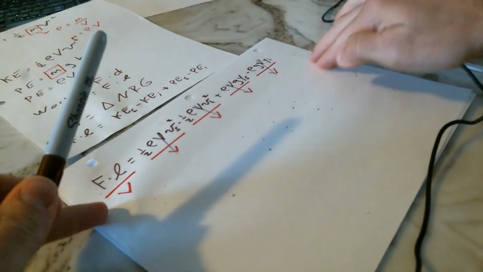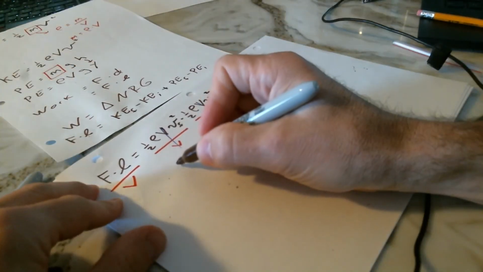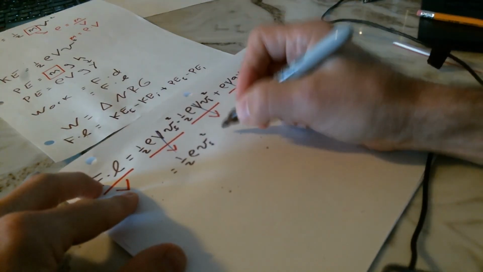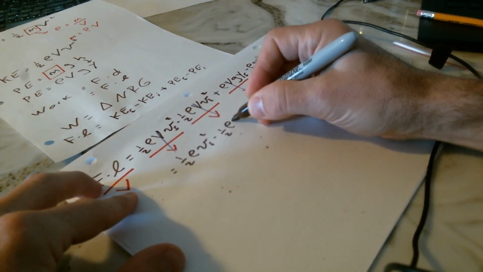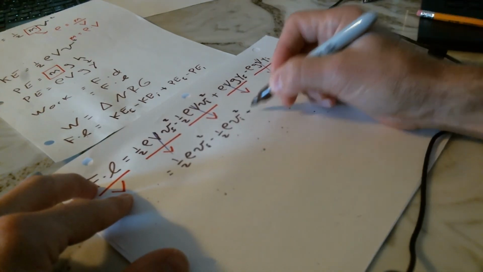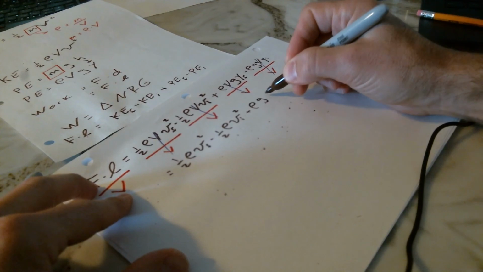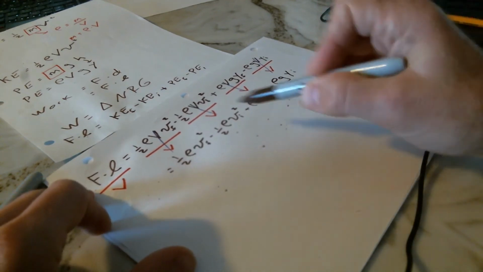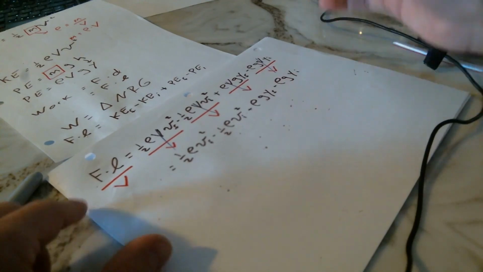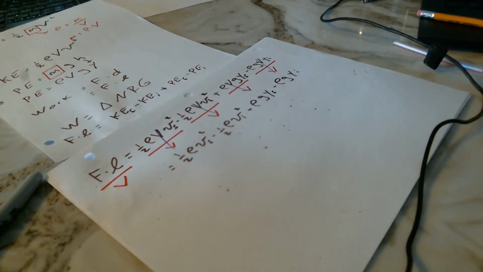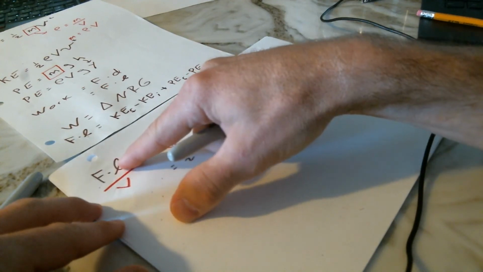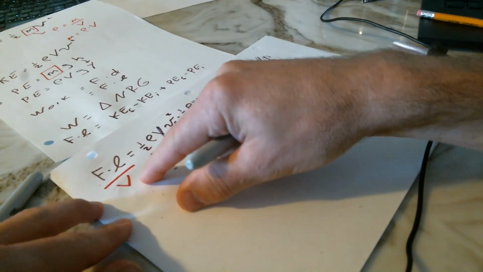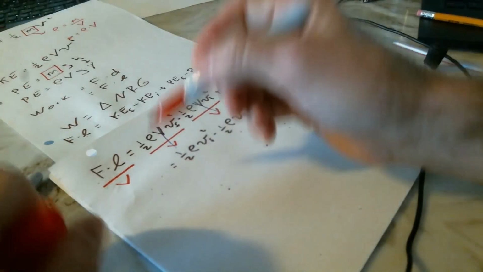So what I'm left with on the right side of this equation is 1/2 rho velocity final squared minus 1/2 rho velocity initial squared plus rho g y final minus rho g y initial. Now, over here on the left-hand side, you see how I wrote a force times a length, and I divided that by a volume. Can you see how a volume is just a length times a width times a height? It's three dimensions, or an area times a length.